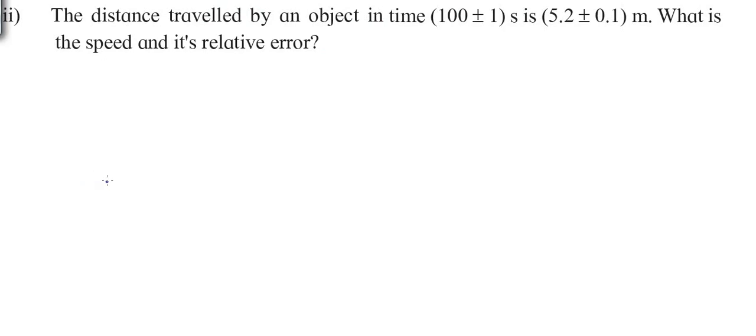The distance traveled by an object in time 100 plus or minus 1 second is 5.2 plus or minus 0.1 meter. What is its speed and its relative error? Now let us write down data.